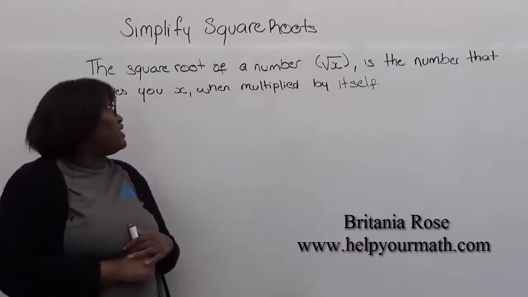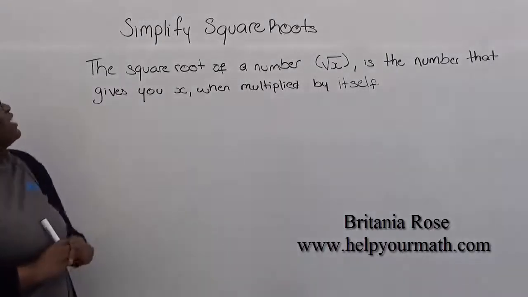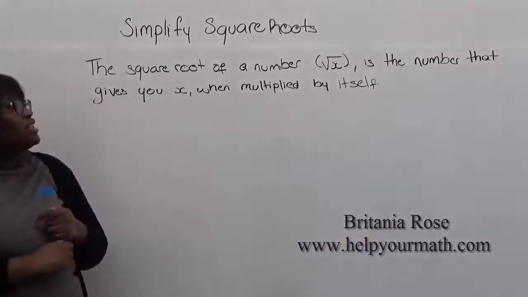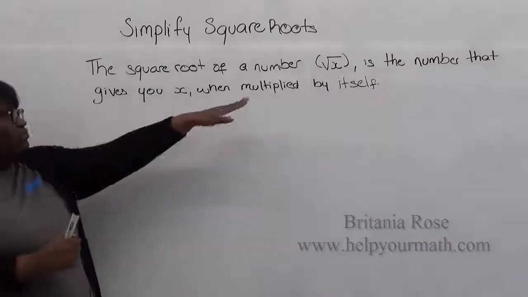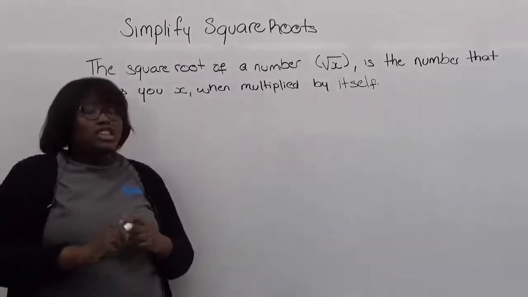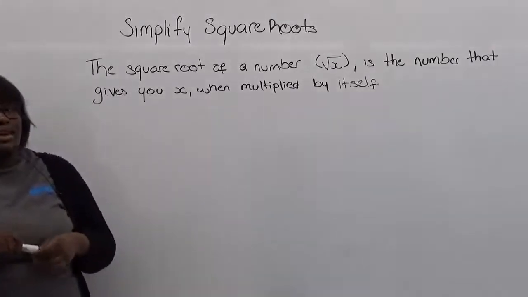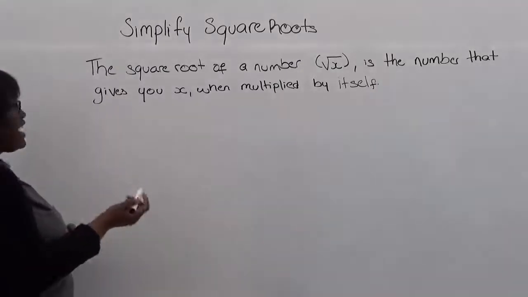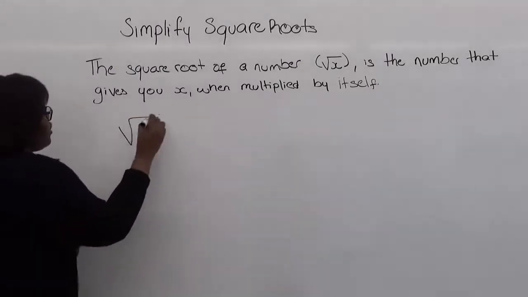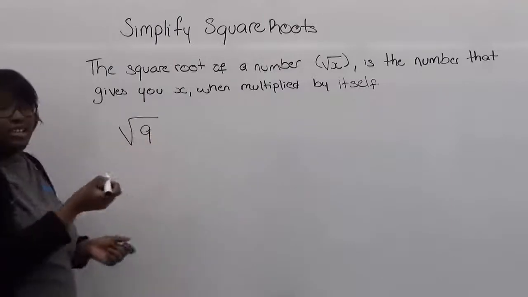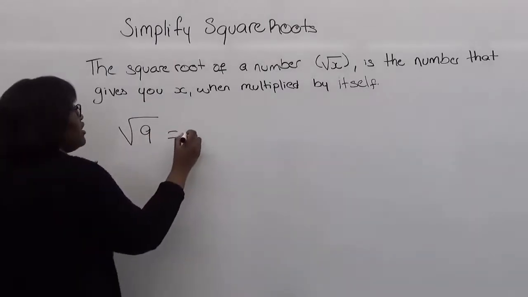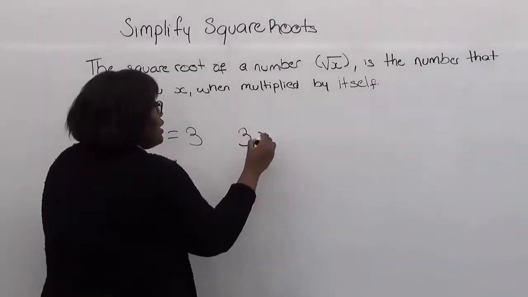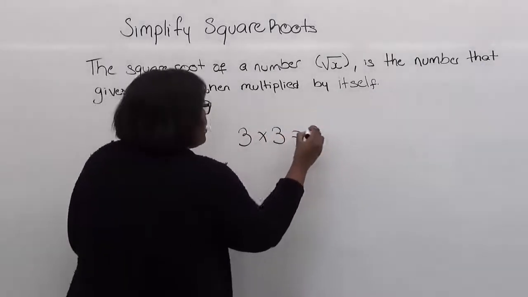So today we will be simplifying square roots. First you have to know what a square root is. A square root of a number, which is radical x, is the number that gives you x when it's multiplied by itself. So meaning, if you were to have the square root of 9, the answer would be 3, which we know that 3 times 3 gives you 9.